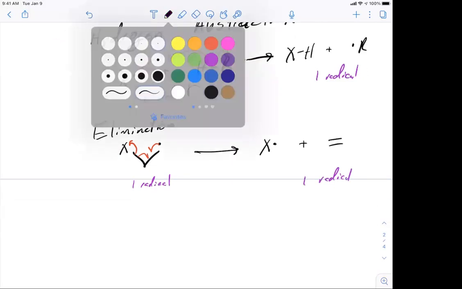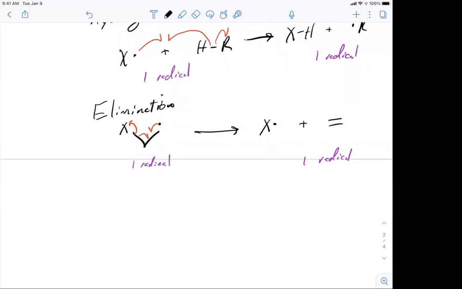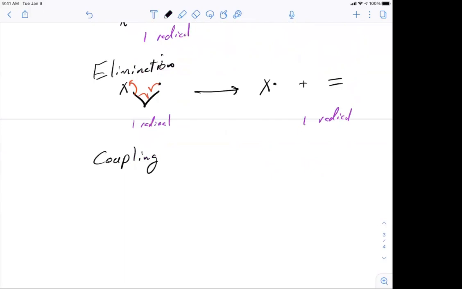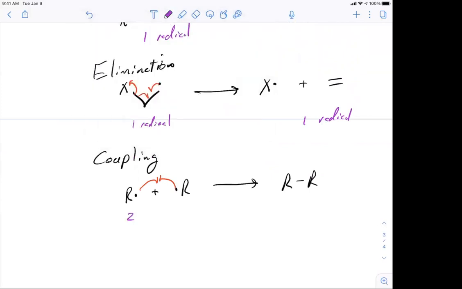And then the last in this list of possible, generic mechanistic steps is coupling. In coupling, we have radical reacting with radical, sometimes referred to as radical coupling. And if we look at our range here, we start with two radicals and end up with no radicals.